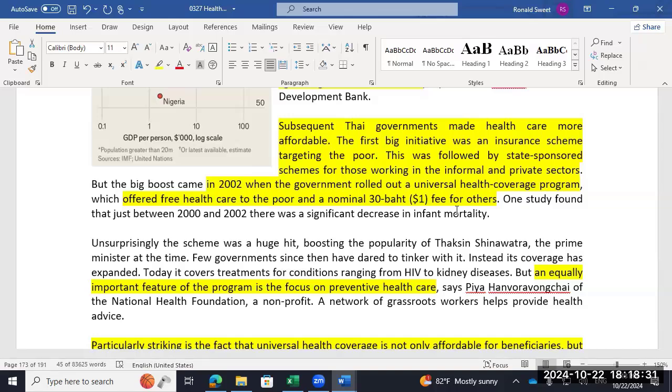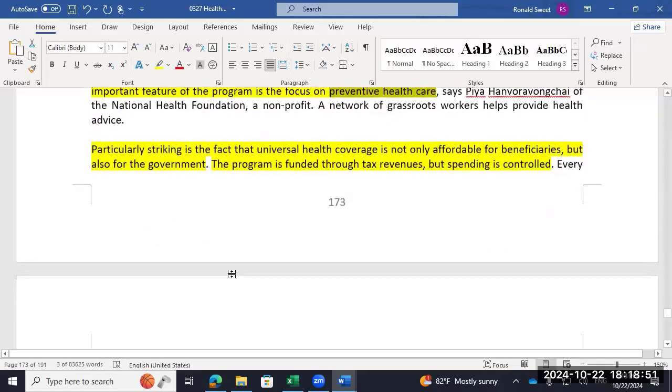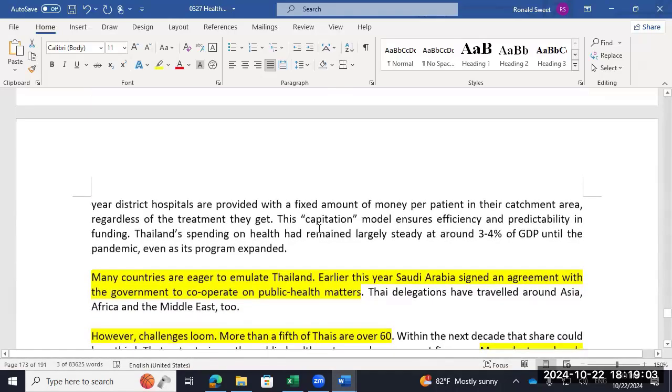In 2002, the government rolled out a universal health program, offered free healthcare to the poor, and a nominal $1 fee for others. Free, I don't like that word. It's obviously not free, but government provided, paid for by the taxpayer. An equally important feature of the program is its focus on preventative healthcare, something you don't have in the United States at all. Particularly striking is the fact that universal health coverage is not only affordable to the people in the program, but also to the government. The program is funded through tax revenues, but spending is controlled.